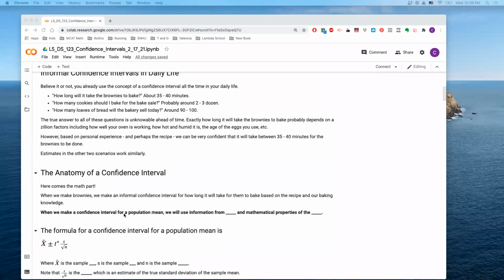Or, how many cookies should I bake? Well, 2 or 3 dozen. And so in those cases, when I'm making an informal confidence interval, I'm using information and experience that I have, or maybe a recipe or something like that. Like I'm using external information to make my educated guess. And so similarly, we're going to use external information, both from our sample and from the t-distribution to make our educated guess about the population parameter.